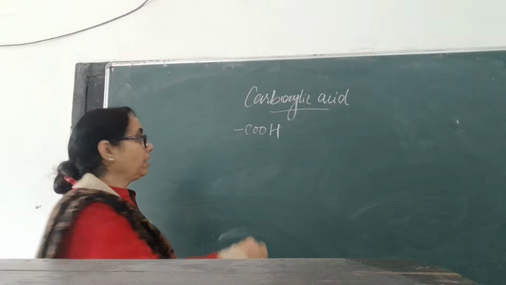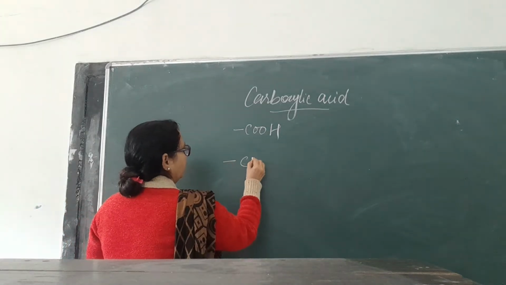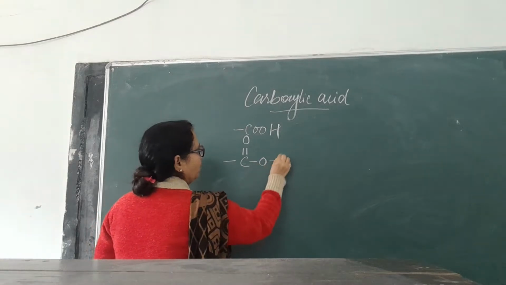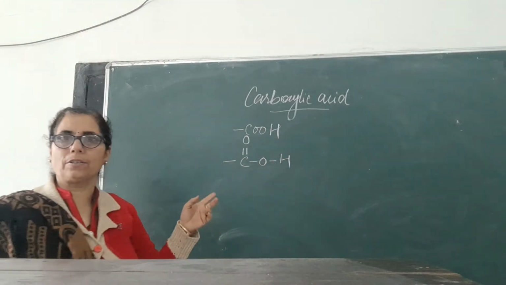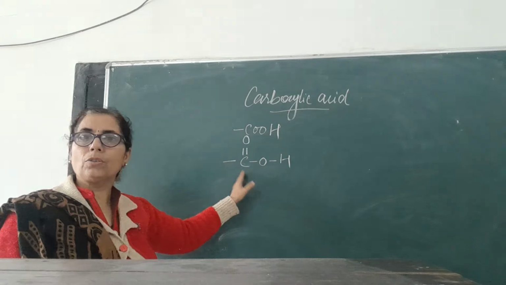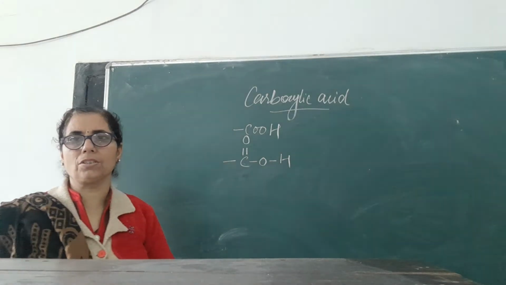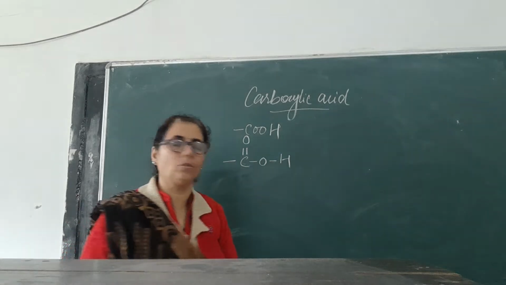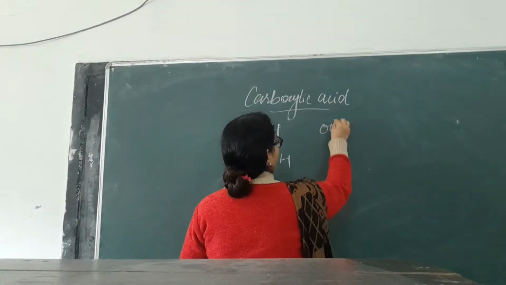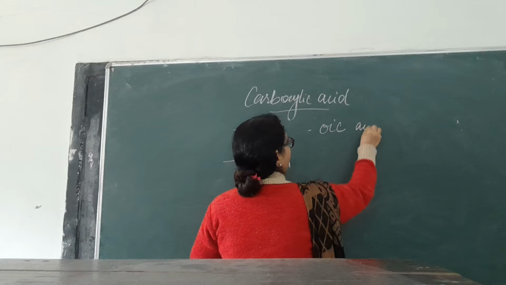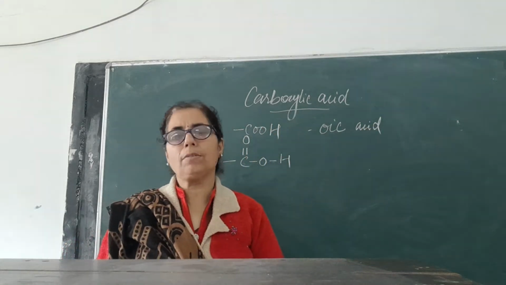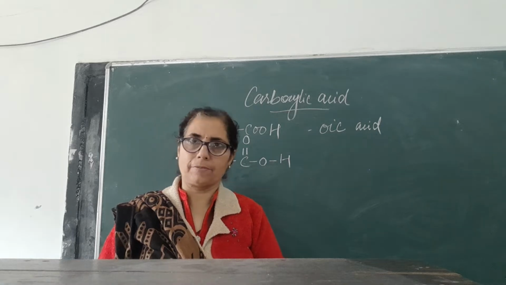Its structure can be written as C having a double bond to one oxygen, and another oxygen with hydrogen. This is the way you can write down the structure of this functional group. The suffix which we use in this functional group is oic. We will use it as oic acid. Whenever you give the name to this compound, we will use oic acid.